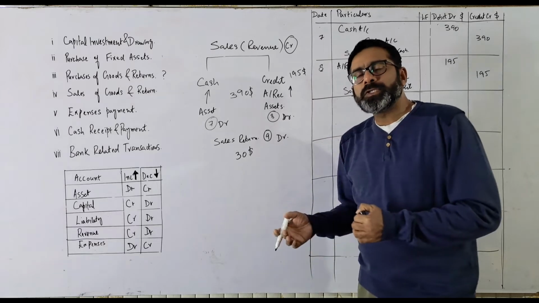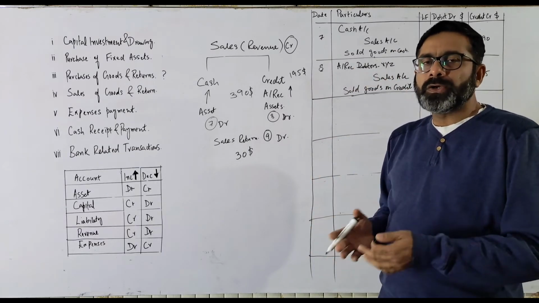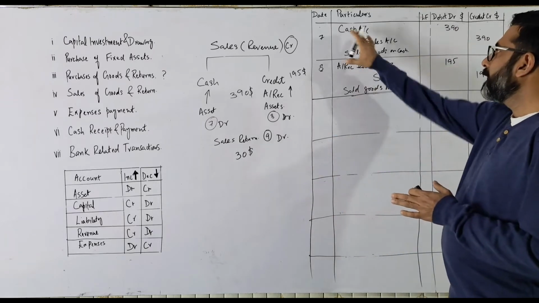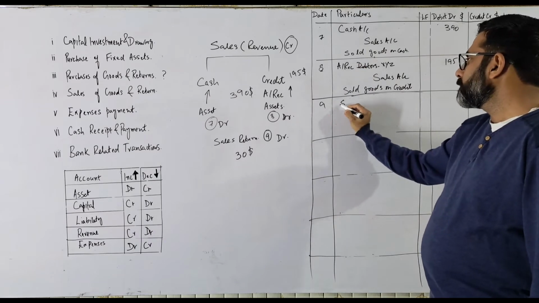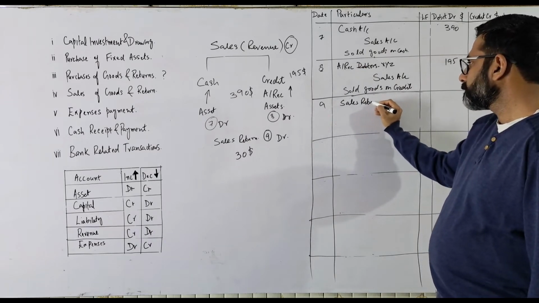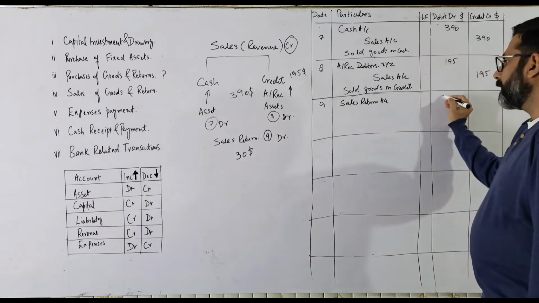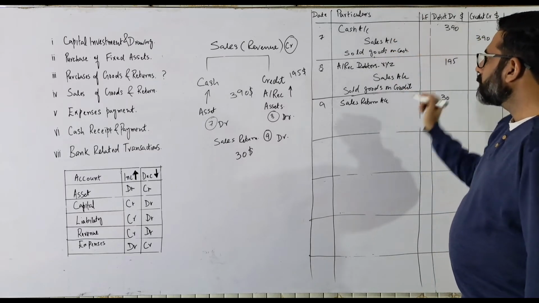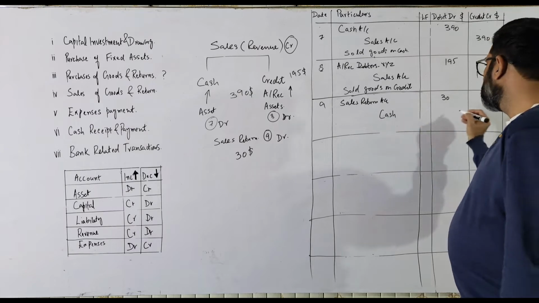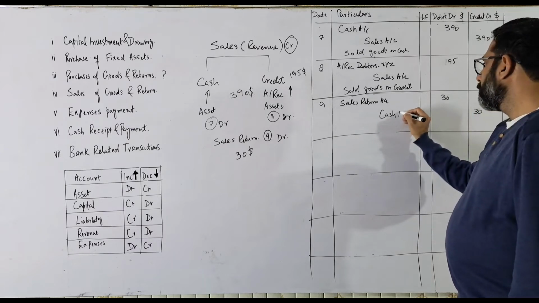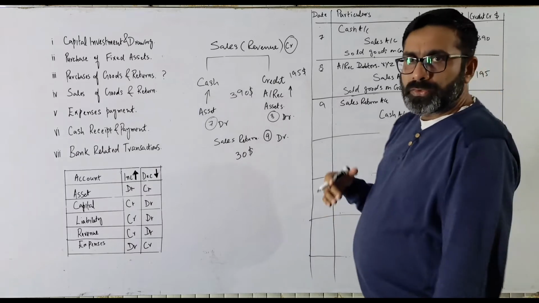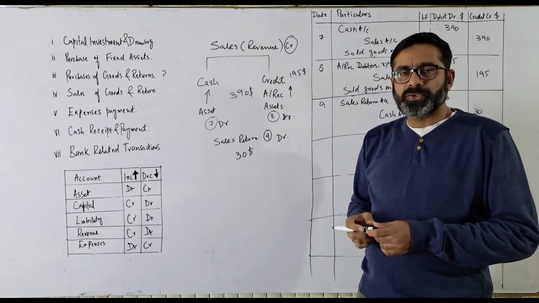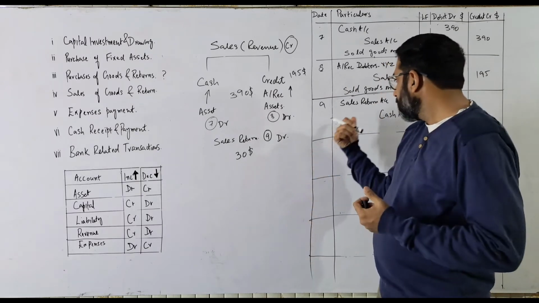Now there's a possibility that you are paying the cash immediately, or sometimes you have not yet received the amount from the customer. So let's say in transaction number 9, the sales return account, $30, is debit, and then the cash account. Why the cash account? Because they have returned the goods to you as a business, so now you have to pay the amount to the customer, so that's why there is a cash account.